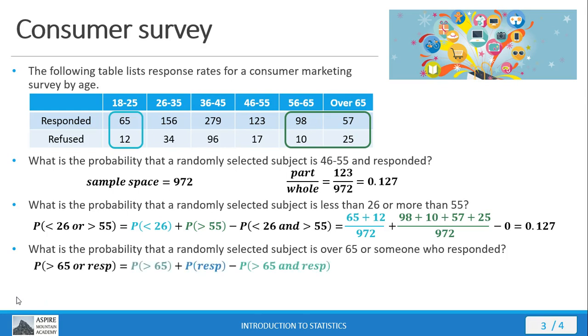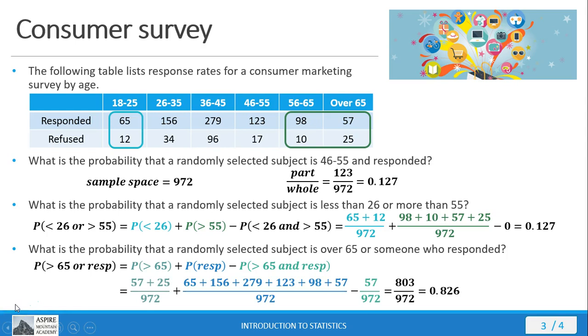Okay, so here's how we work this. So the probability of being over 65 or someone who responded. So we're going to separate this out like we did before. Or gives us the plus sign, and then we're going to subtract out anywhere where we get some overlap. So looking at this, the probability of being over 65, and or someone who responded. So the probability of being over 65, that's going to be this column right here. So 57 over 972, that's this column there.